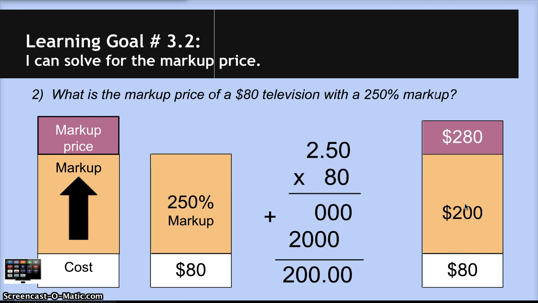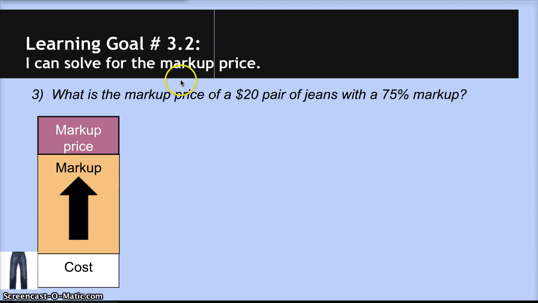So that's problem 2, and let's do a third problem. What is the markup price of a $20 pair of jeans with a 75% markup? Why don't you go ahead and try this on your own?